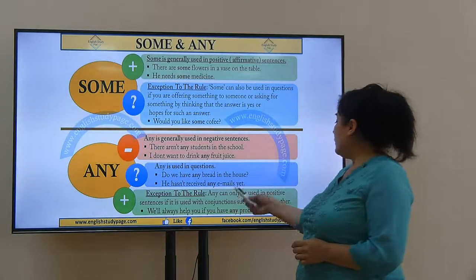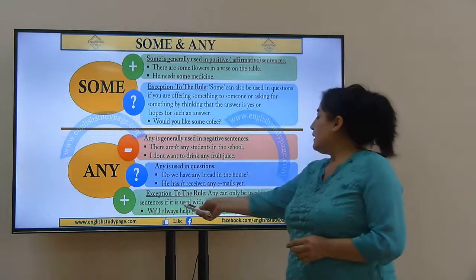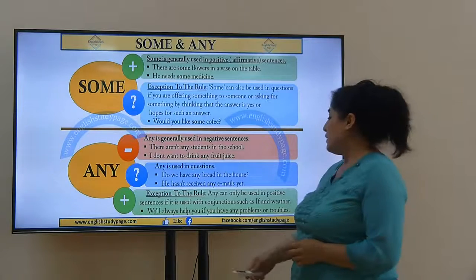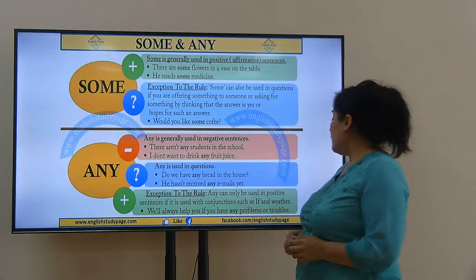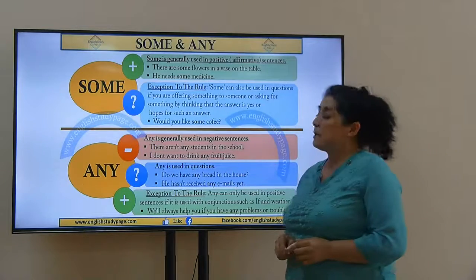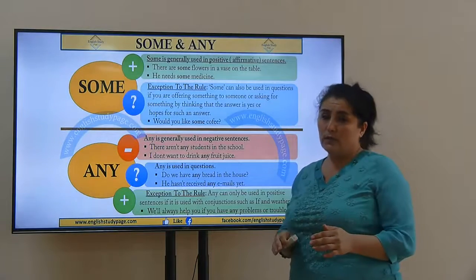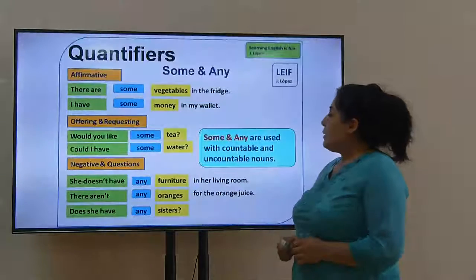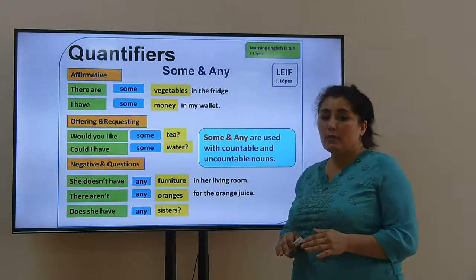Any can be used in positive sentences if it is used with conjunctions such as if and whether. For example, we'll always help you if you have any problems or troubles. That is to say, any is used in positives with if sentences. Some and any are used with both countable and uncountable nouns.